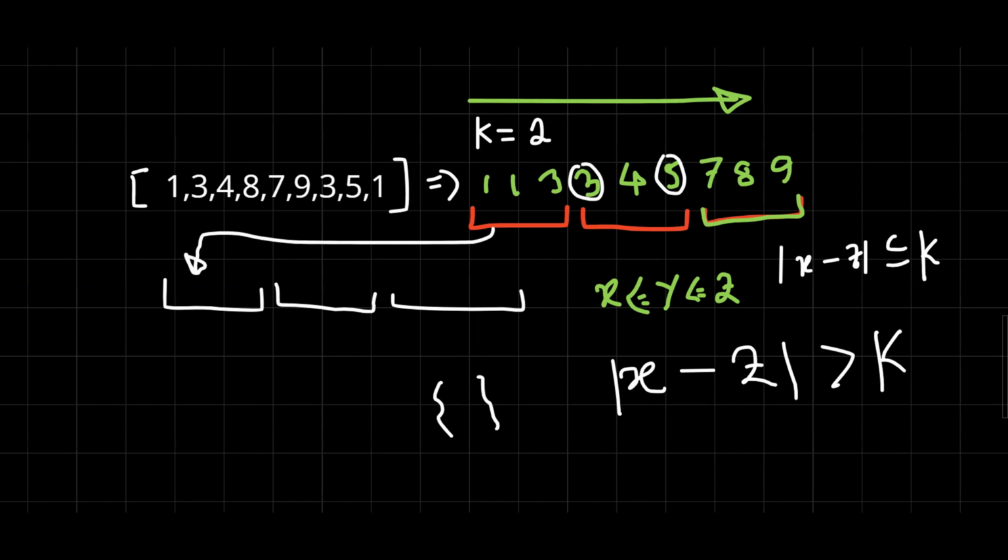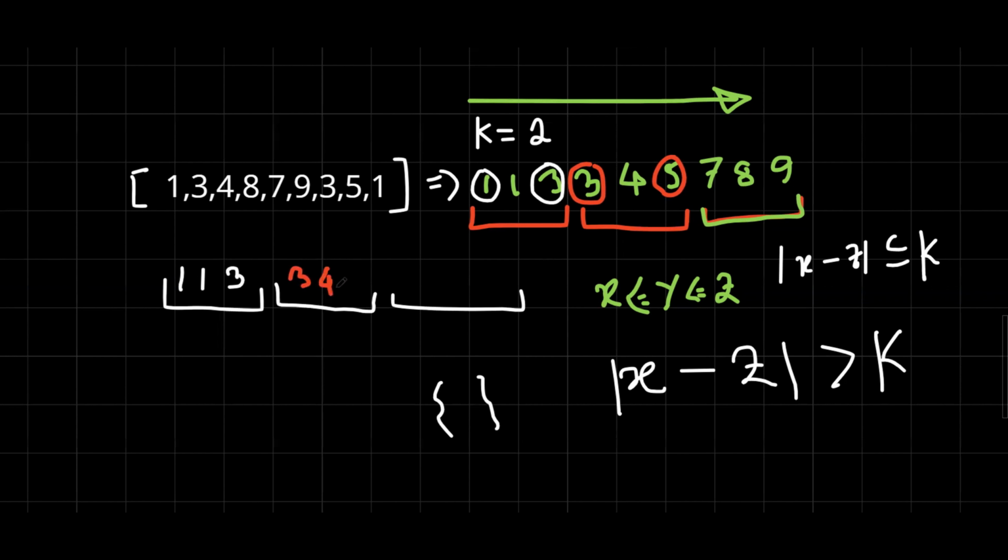Suppose in this example, we have clearly seen that if we divide the input array into 3 subarrays, then our first subarray contains the elements 1, 1, 3. So here the difference of the first element 1 and the last element 3 is 2, which is less than or equal to k. So we can add 1, 1, 3 here. Now again, in the second subarray, the difference of the first element 3 and the last element 5 is 2, which is less than or equal to k. So we can add the second subarray here, which is 3, 4, and 5.